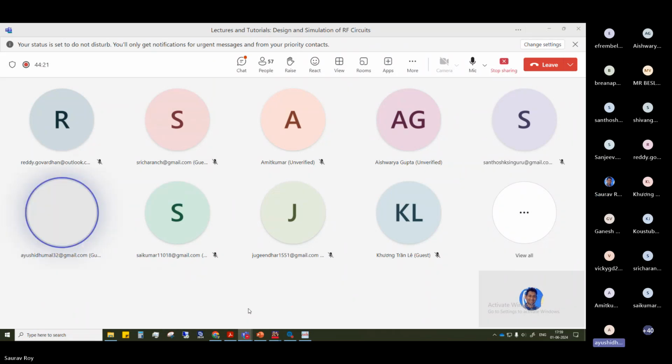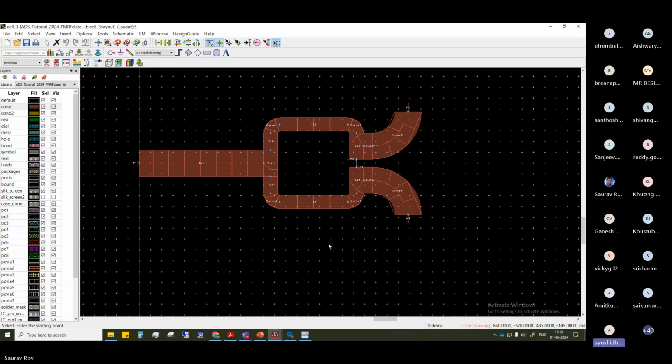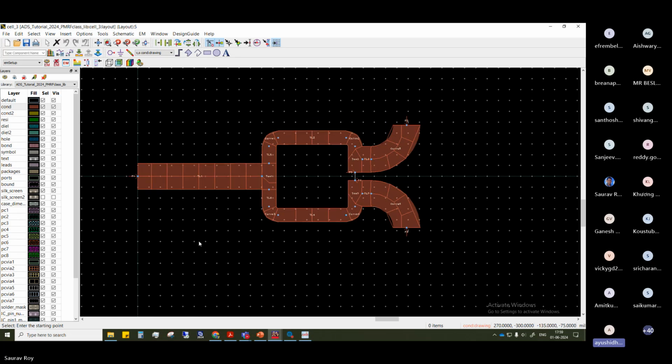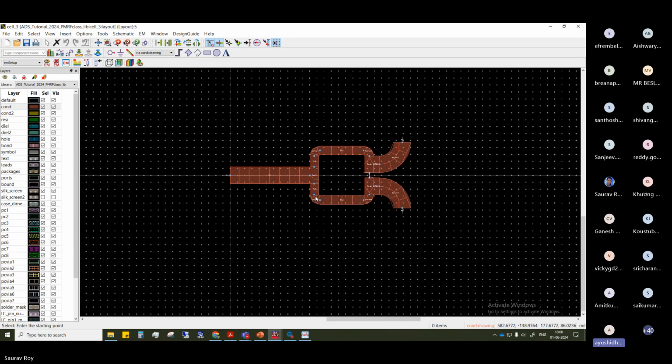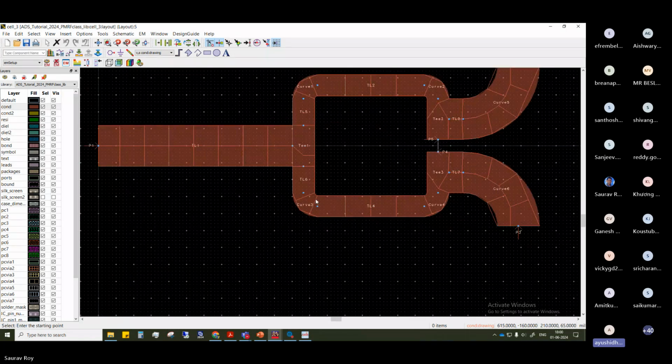Sir, we have kept the cells per wavelength as 20. Is there any rule of thumb that for this particular design this mesh size is optimum, or do we have to tune the cells for accuracy from design to design? Yes, see, generally the lowest you can take is lambda by 10. Lambda by 10 means 10 cells per wavelength. That is the lambda by 10 rule.